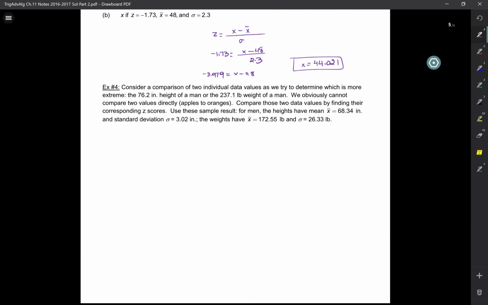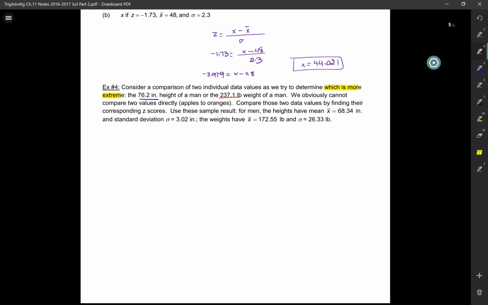Okay, so take a look at this one. Consider a comparison of two individual data values, as you try to determine which one is more extreme. Either the 76.2 inch height of a man or the 237.1 pound weight of a man. If there is a man who is 76 inches tall, or a man who weighs 237.1, which one is more extreme?